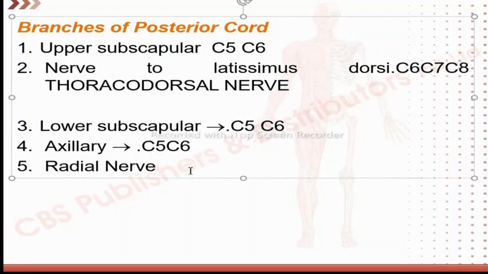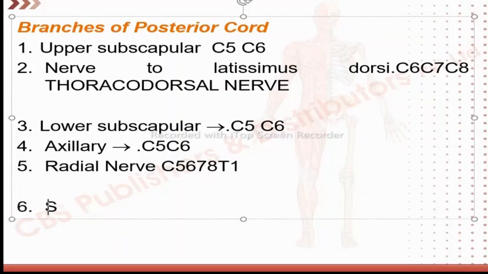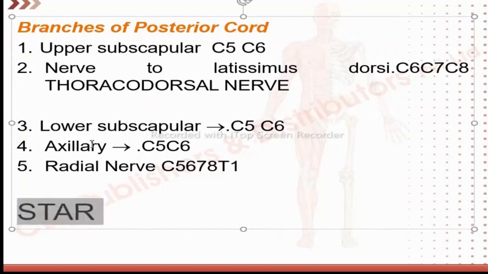The radial nerve receives roots from all the roots of the brachial plexus, so it is C5, C6, C7, C8, and T1. You can remember the mnemonic STAR. S for subscapular nerves, the upper and lower subscapular nerves. In between the two there is T for thoracodorsal nerve, A for axillary nerve, and R for radial nerve.